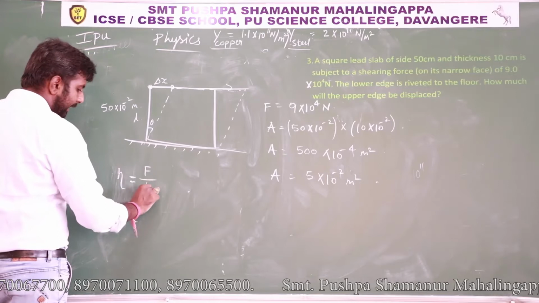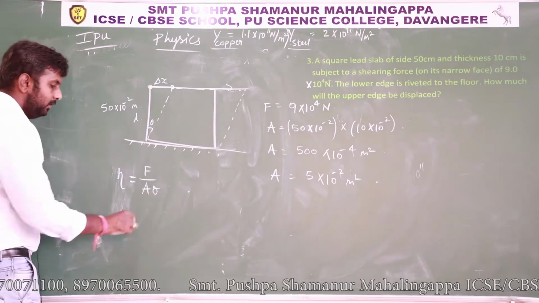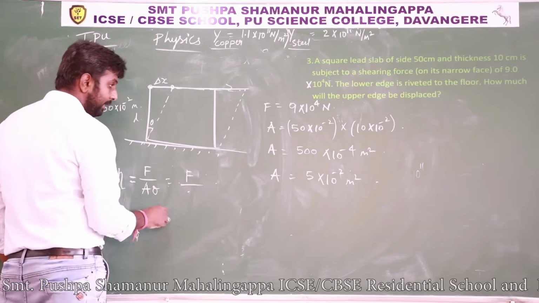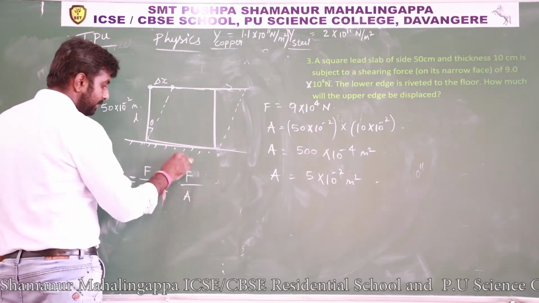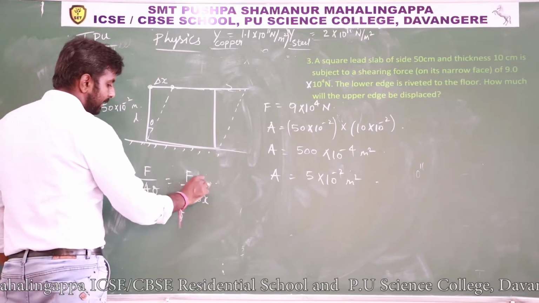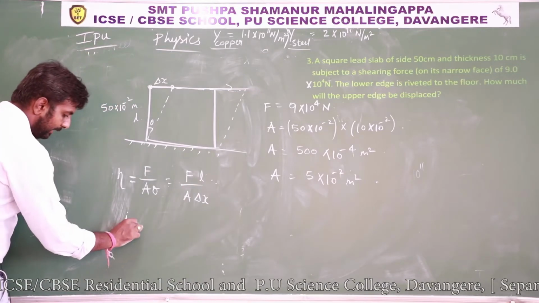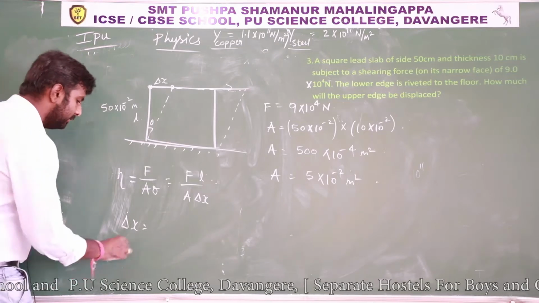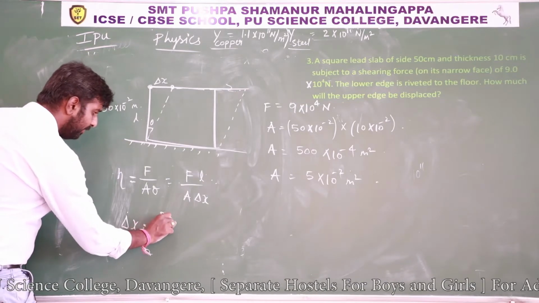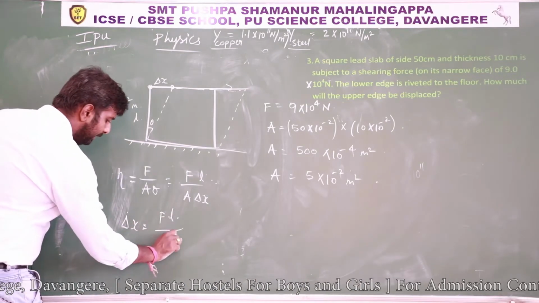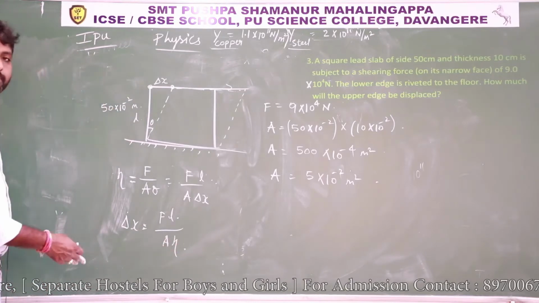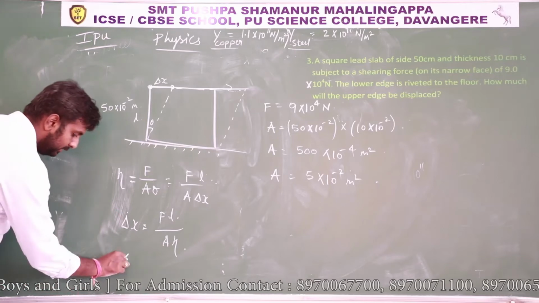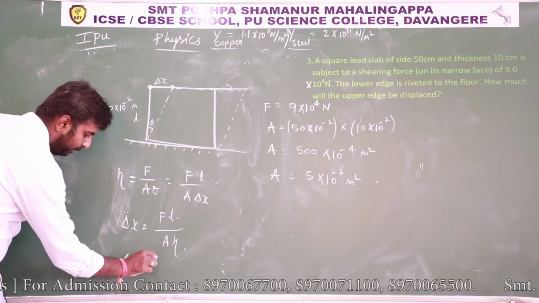The rigidity modulus eta equals F by A into theta, so this equals F divided by A, where theta means delta x by L. So delta x equals F L divided by A into eta. We have to substitute the values here, then we can find delta x. This is what we have to find in this problem.